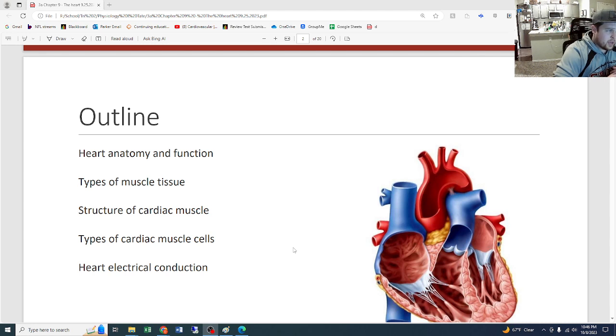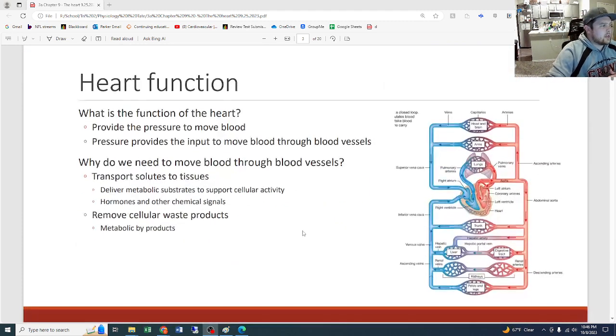So that is my heads up to you. You really want to know the heart well, understanding the flow of the blood, the anatomy of the heart, as well as what happens when things go wrong in the heart. Okay? So let's talk about the heart function.